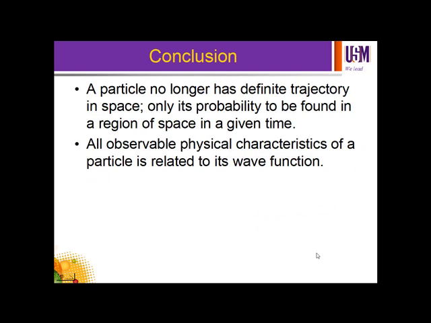So in conclusion, a particle no longer has a definite trajectory in space, only a probability to be found in a region of space at a given time. That's the main conclusion that, when we study quantum mechanics, we must have in mind. Basically, we are playing around with probability rather than a fixed position of a particle. All observable physical characteristics of a particle are related to its wave function. Even though we are talking about a particle, the behavior of the particle can be described by a wave function representing the particle.